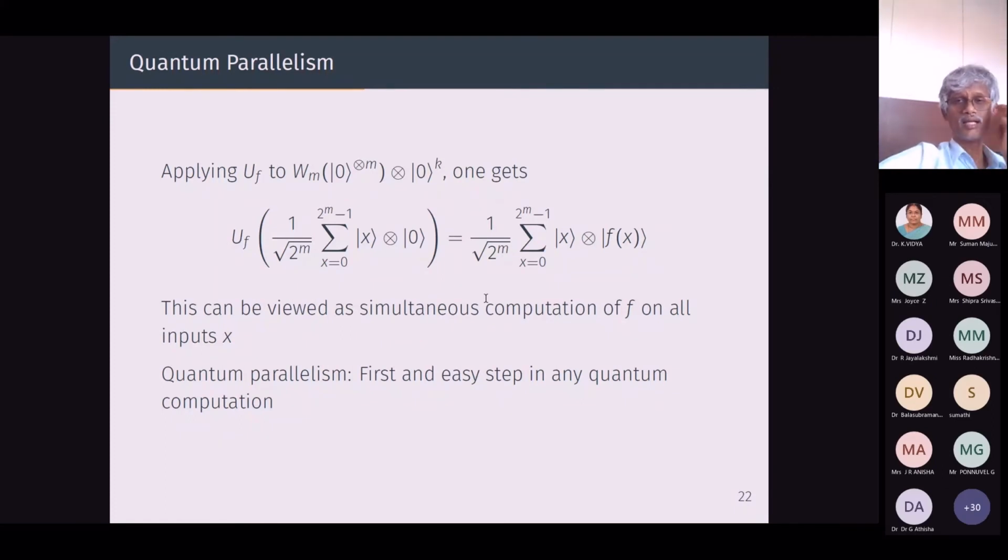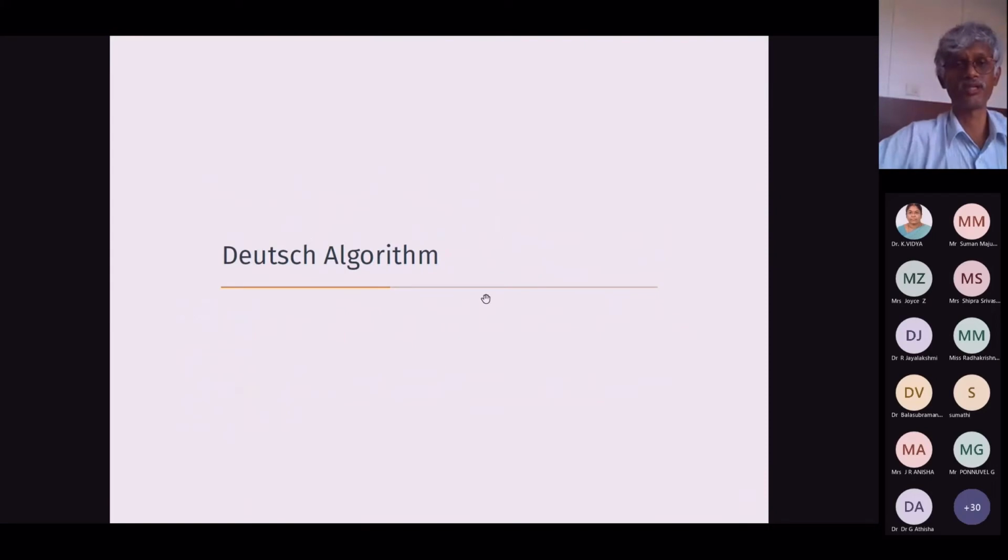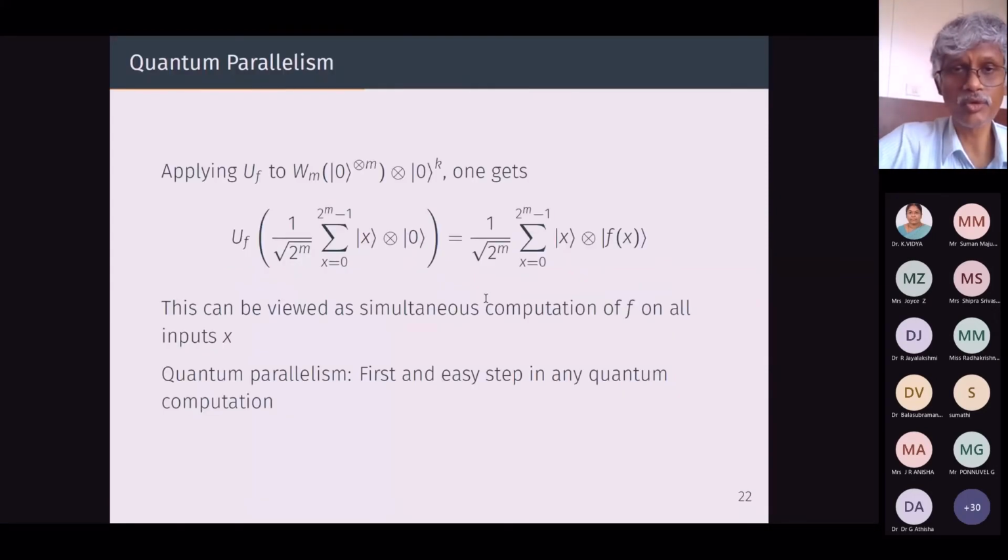Whether you're doing it or not, you can at least explicitly write down in terms of symbols the value of f of x for every x, classically in the quantum domain. So you're looking at ket of x tensor ket of f of x for all possible x via this U_f map on the uniform superposition tensor ket 0. This is going to appear everywhere in the future discussions. Okay, so this is about the basics.